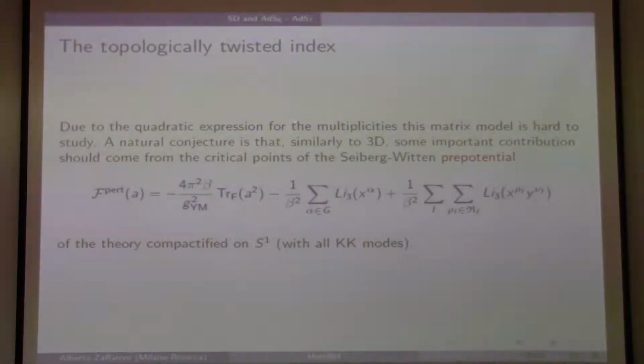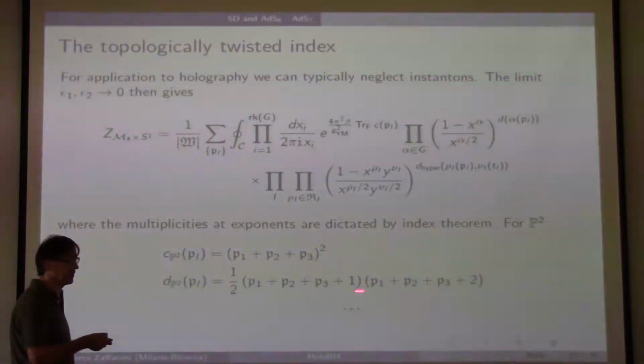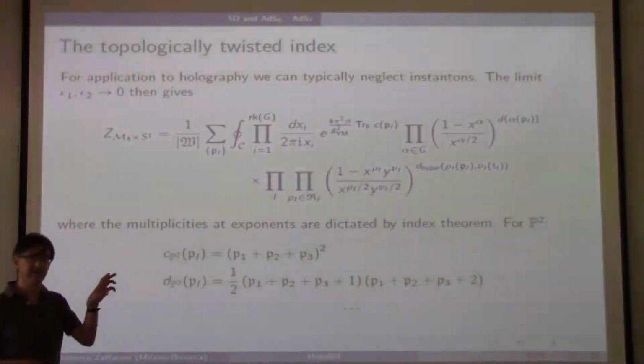And in the very last few minutes, let me tell you a few things about the large N limit. This is again preliminary. So the basic problem is here. If I try to do the same trick I did before, I have an exponent which is quadratic in fluxes.